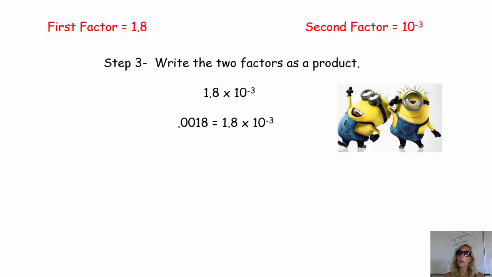Now, in order to prove that, if you have your handy-dandy calculator, you can go ahead and multiply 1.8 times 10 to the -3rd. And guess what you're going to get? Your original decimal, which was 0.0018.